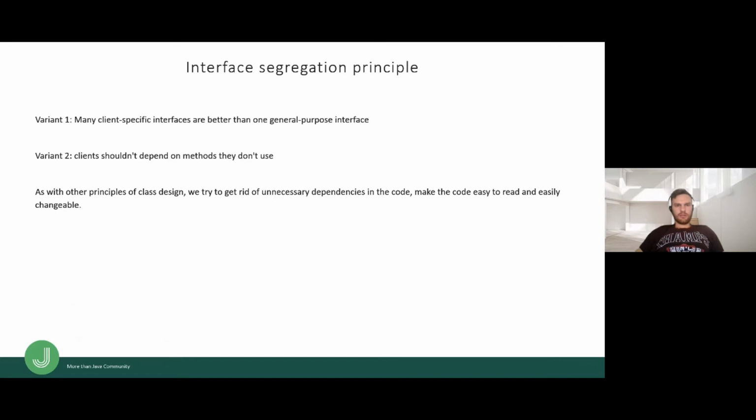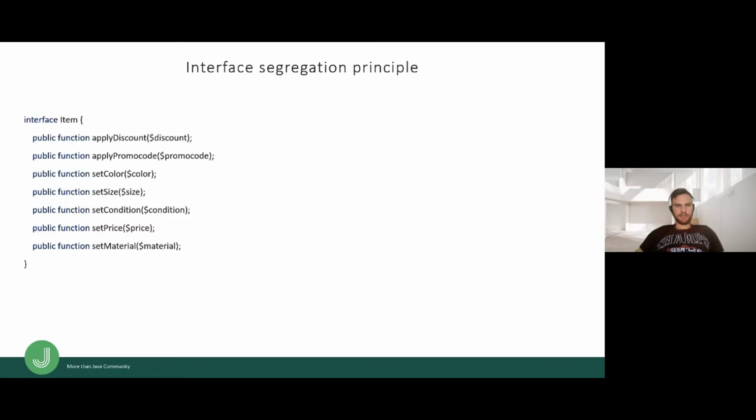And let's talk about another principle called the interface segregation principle. So, many specific interfaces are better than one big interface. A client should depend only on methods it uses, or it should not depend on methods it doesn't use. So it means you should not introduce unnecessary dependencies.